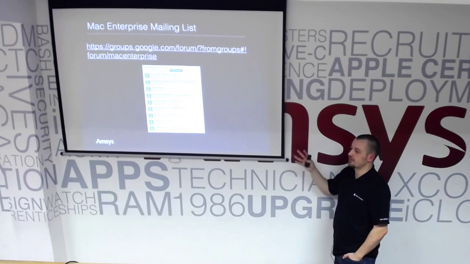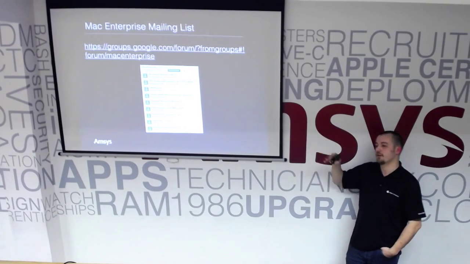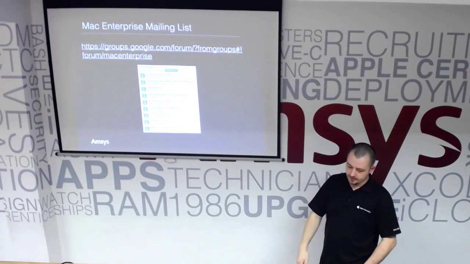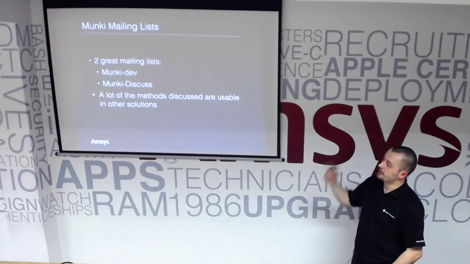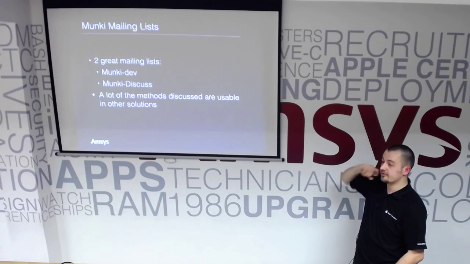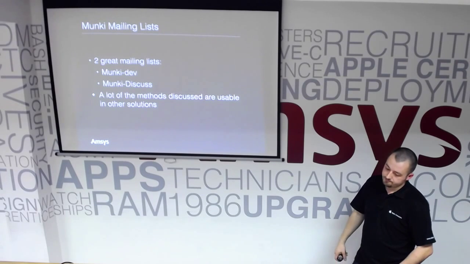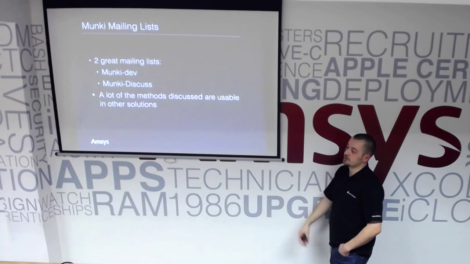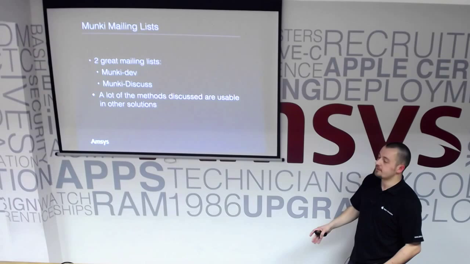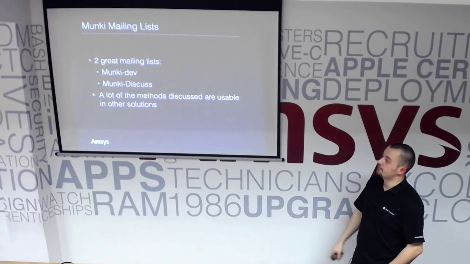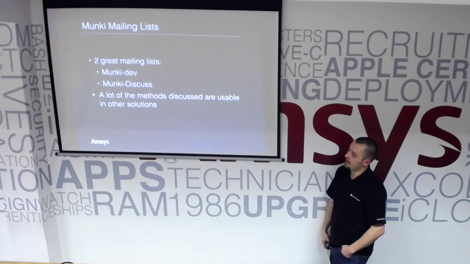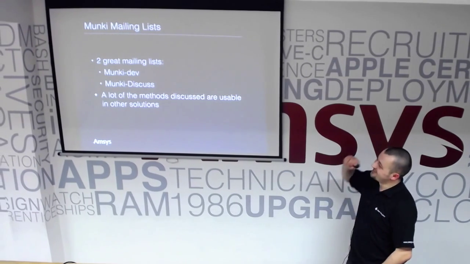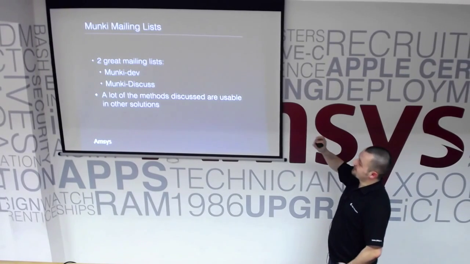Sometimes you'll see new things from the OS that get discovered and detailed in there. On a similar vein are the Munki mailing lists. There are two Munki mailing lists now, one's dev and one's discuss. Even if you don't use Munki, a lot of the information in there is gold, particularly around packaging applications in a way that's not stupid, which you tend to get stupid ones from vendors.